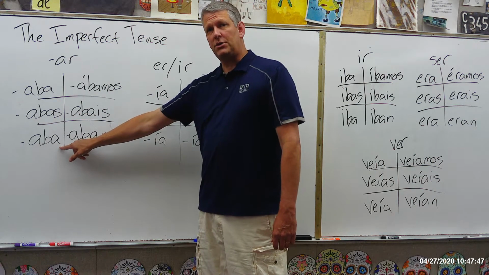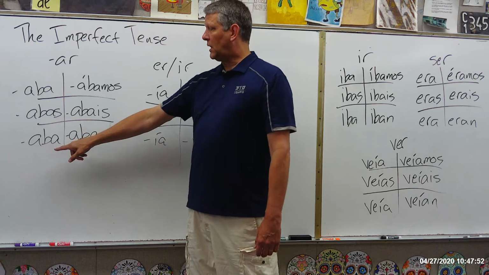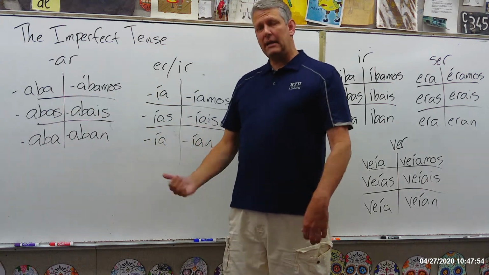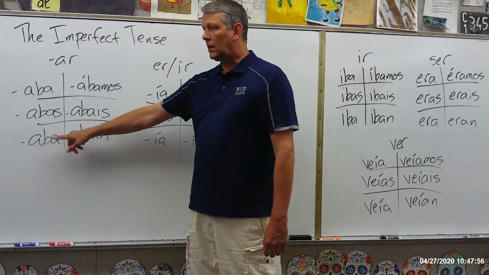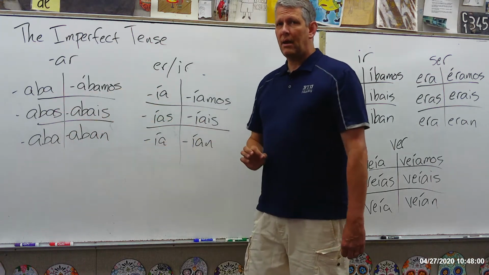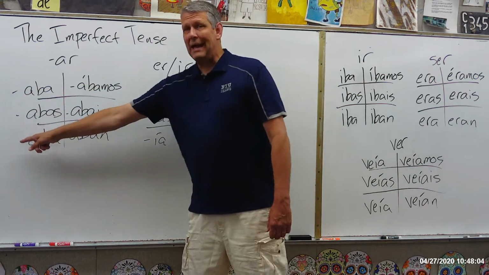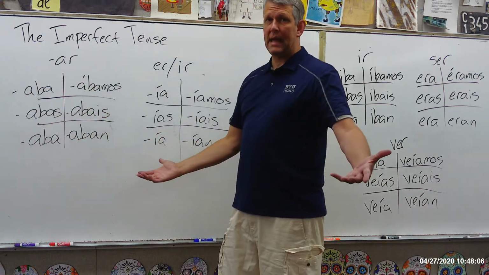Trabajaba, he or she was working. I know what you're thinking. Oh, wait, Señor Mason, you made a mistake. That's the same as the yo form. I didn't make a mistake. The third person singular and the first person singular have the same endings. So you want to be a little careful there. You might want to put the word yo up in front of your verb, or put an él or ella or a name or something like that.